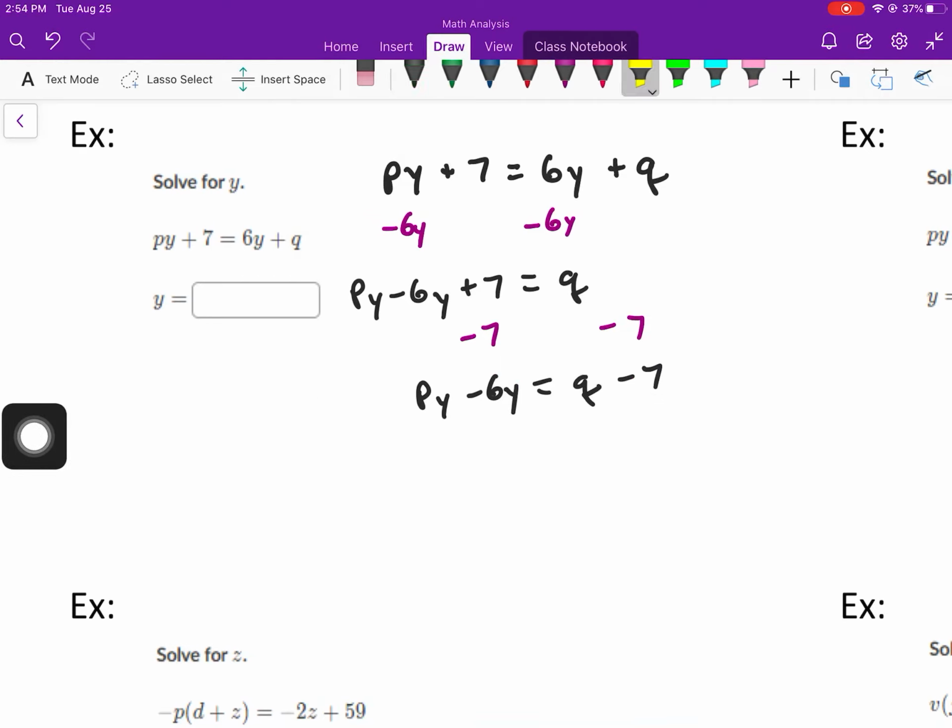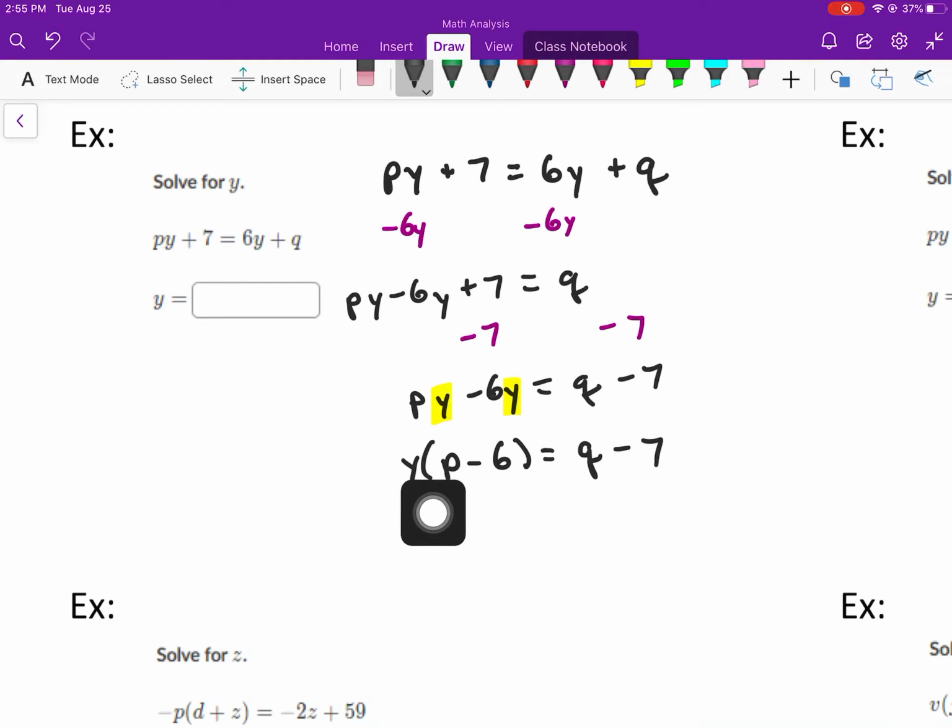Now what we have is these both have a y. So I'm going to factor that y out to the front, leaving me with p minus 6 equals q minus 7. I don't know why I was using capital P. It's a lowercase p.